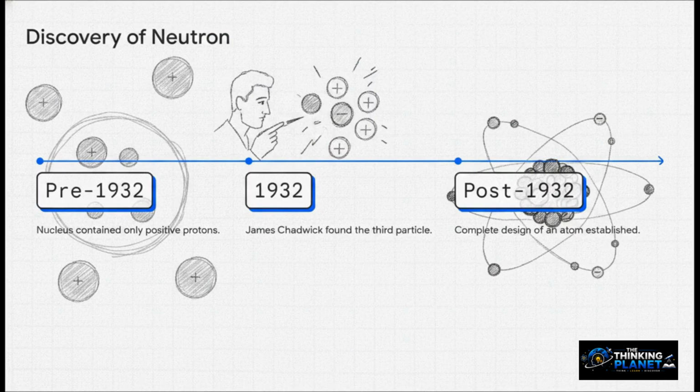Prior to 1932, the consensus was that the nucleus contained only positive protons. But in that year, a famous English physicist named Sir James Chadwick made a monumental breakthrough. He discovered the third subatomic particle, which rapidly established the complete modern design of the atom we use today.